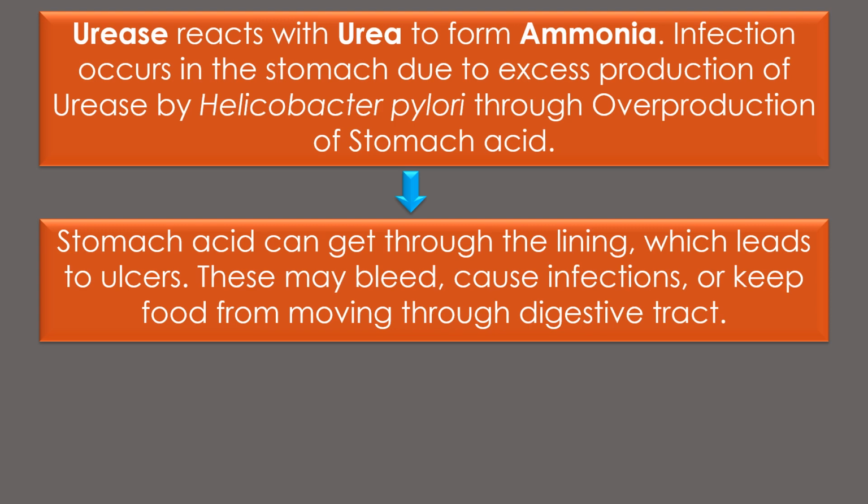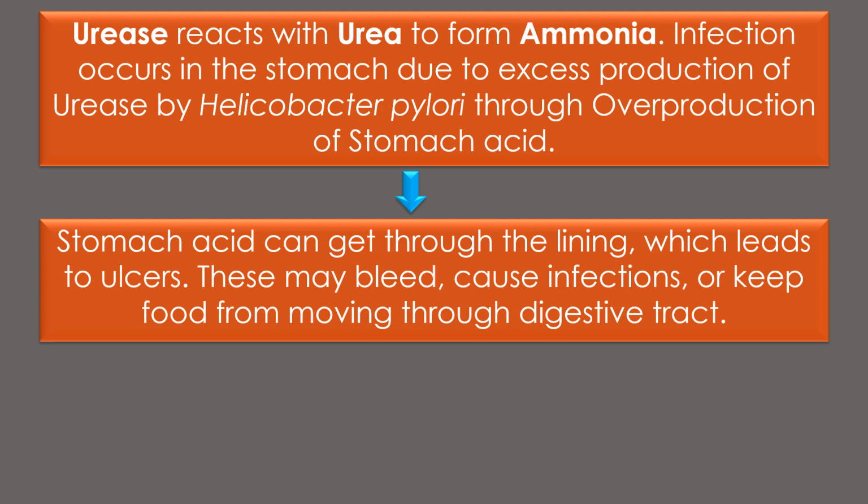Unlike other bacteria, Helicobacter pylori can survive in the harsh acidic environment of the stomach because they produce urease that neutralizes the stomach acids. The urease reacts with urea to form ammonia, which is toxic to human cells. Infection occurs in the stomach due to the excess production of urease by Helicobacter pylori through overproduction of stomach acids.